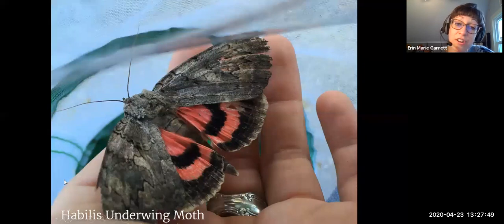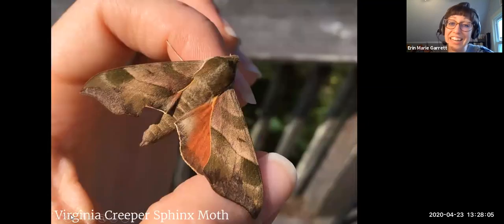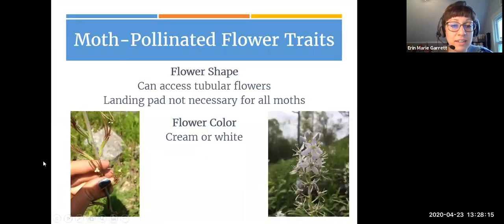We have this underwing moth, which at first glance with his wings closed didn't look that remarkable, but then he spread his wings and he had that brilliant red striping color that's just beautiful. And again, something you might not have noticed at first glance. Okay, and another one like that, our Virginia creeper sphinx moth. He's got that rust coloration on his underwings that you wouldn't see at first glance. So a huge amount of diversity of moths.